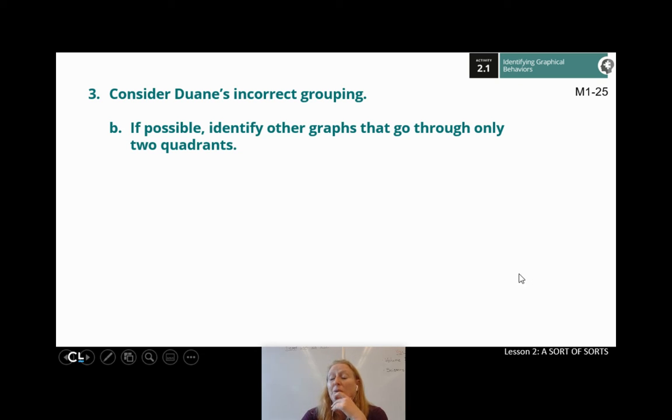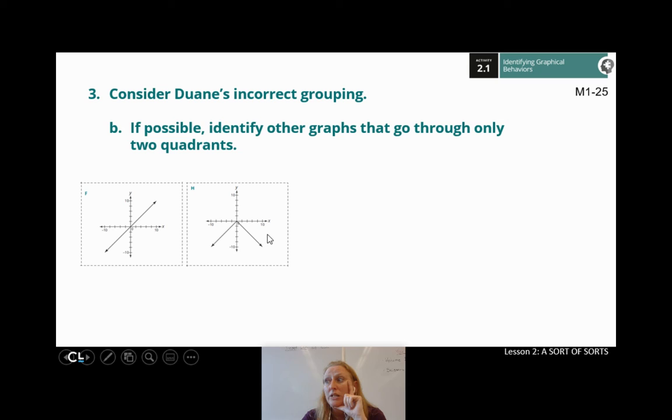All right, so I was going through my stack and I found quite a few that only went through 2 quadrants. F only goes through 2 quadrants. Now, it's weird because it's the 1st and the 3rd. They're not next to each other, but it only goes through 2 quadrants, even with those arrows going forever.